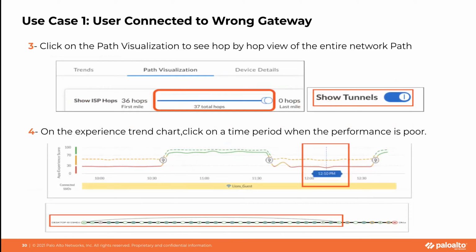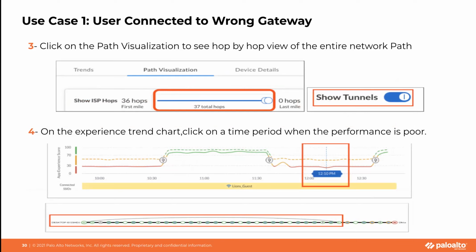Once you click on the path visualization to see the hop by hop view of the entire network path, all the way up to the application, you will see there a show tunnel option. Turn it on. And you can see here, it shows you all the details. And on the experience trend, click on that.